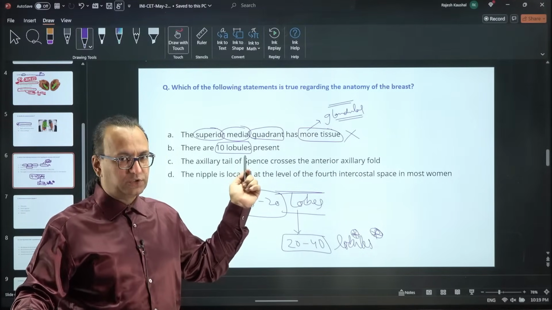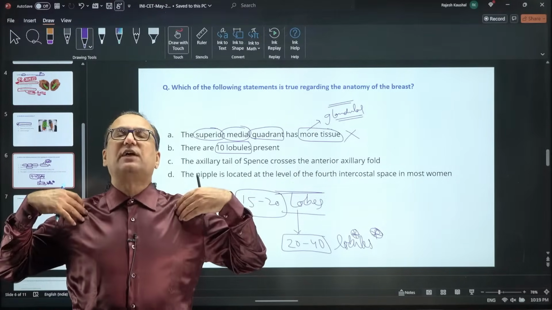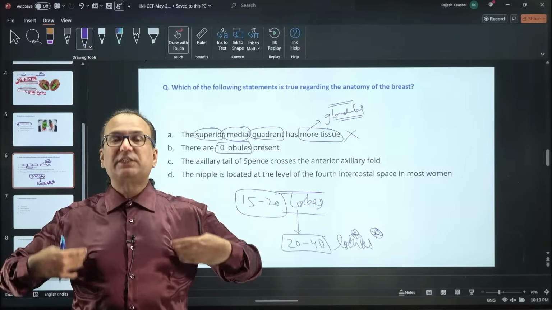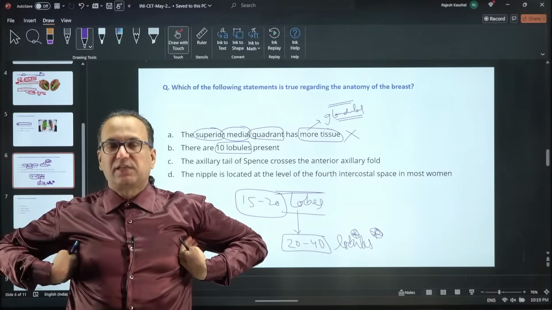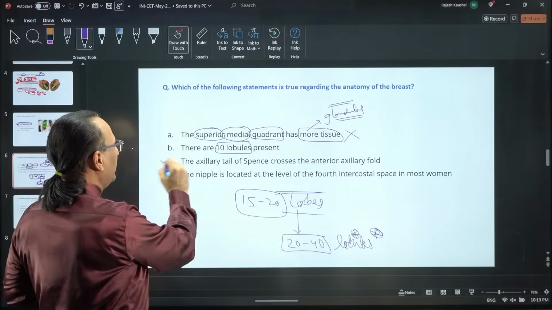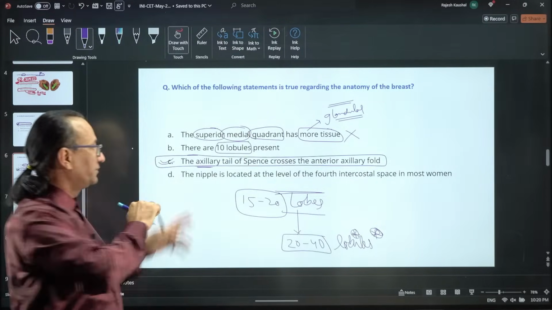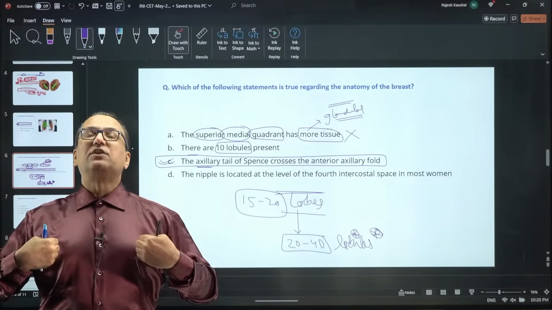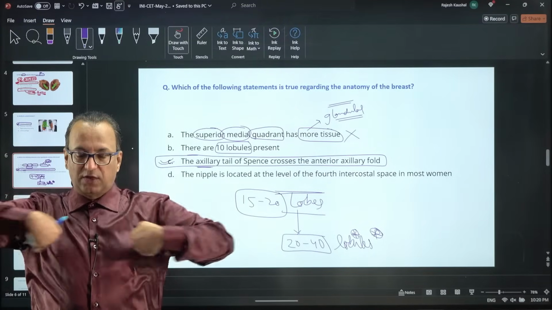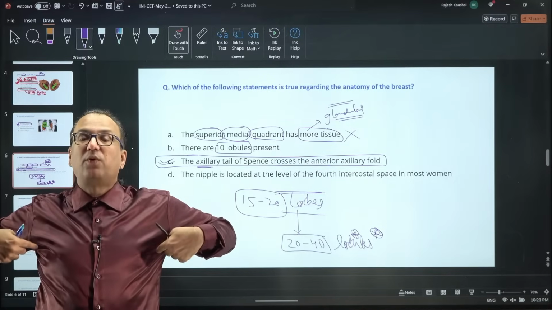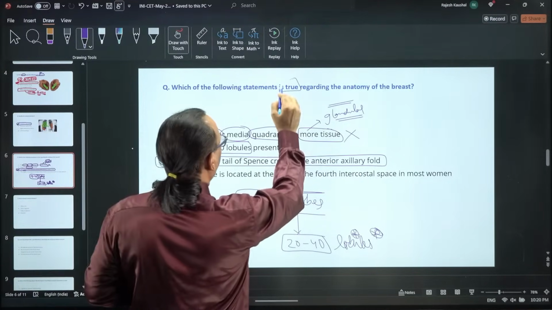Axillary tail of Spence crosses the anterior axillary fold. The anterior axillary fold is formed by the pectoralis major, and from there is one opening to enter the axilla, the armpit. The axillary tail of Spence crosses the anterior axillary fold, that is correct. The mammary gland has one extension into the axilla, which we call the axillary tail of the mammary gland, and to enter the axilla it passes through the anterior axillary fold. So this is the correct statement. If we are asking for the true statement, then that is it.